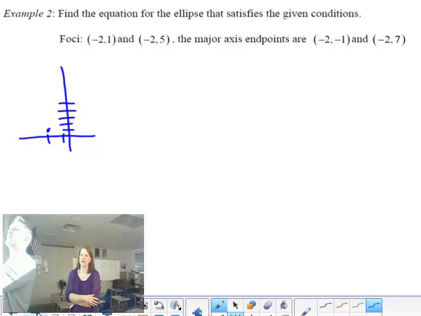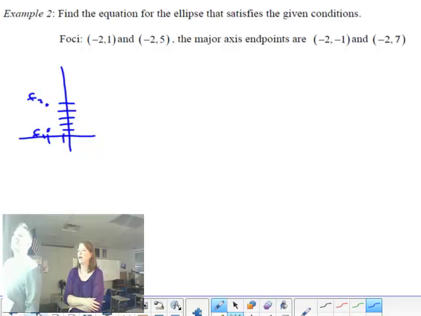And again, these are little sketches, so they don't have to be perfect. Right away, Mr. Madsen, if the foci, F1 and F2, are up and down, right there I know that I'm doing the vertical.